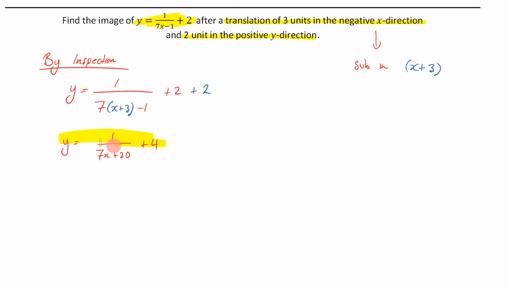Now, how do people mess this up? People mess it up because they're not replacing the x with x plus 3. Rather, what they're doing, and again, I'm going to do this in green because it's wrong, and you don't have to write this down. Don't write down something that's wrong. What they're doing is this.